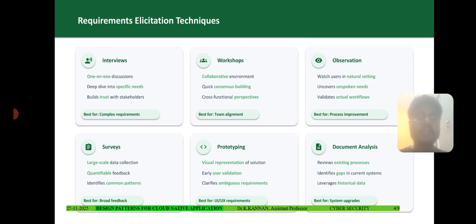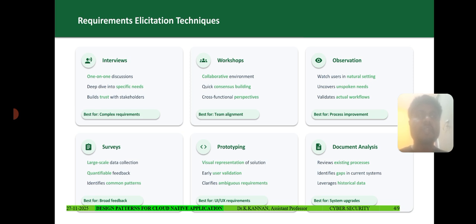We conduct interviews, workshops, observation, surveys, prototyping and document analysis. These are very important techniques for analysis from the business side. An interview is a one-to-one discussion, a deep discussion of specific needs and requirements, and it builds the trust of the stakeholders. It is best for complex requirements. A workshop is a collaborative environment we create, for quick consensus building of the process and cross-functional perspective.